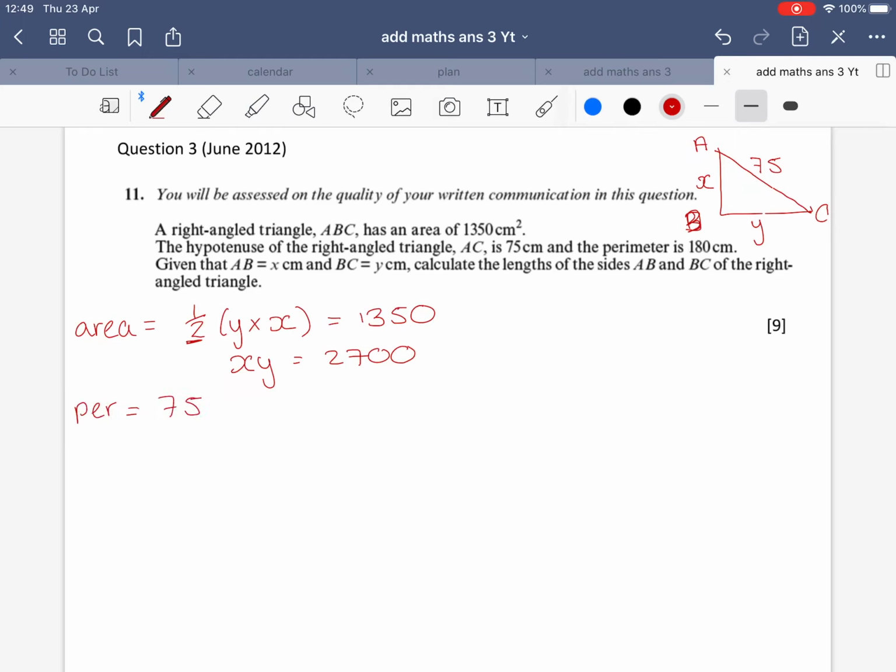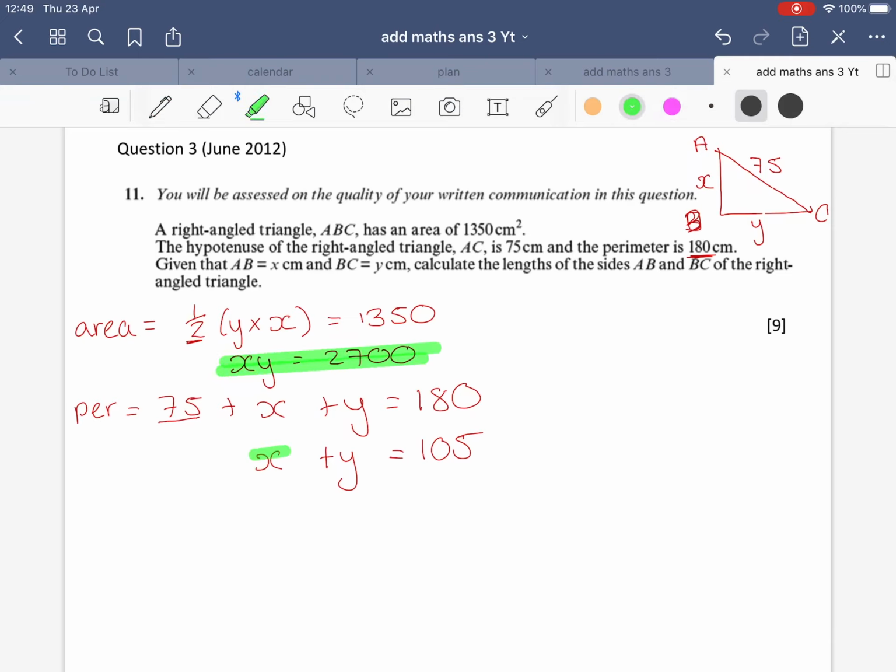And they've said that the perimeter, so if I was to do 75 plus x plus y, the hypotenuse, that perimeter is 180. Okay, so again, if I just rearrange, I take away my 75, so I've got x plus y equals 105. So I've got two equations. I've got xy equals 2,700, and I've got x plus y is 105. You could use a trial and error method here, but there's an easier method. So I'm going to use this one to rearrange, and then I'm going to input it into this top one.